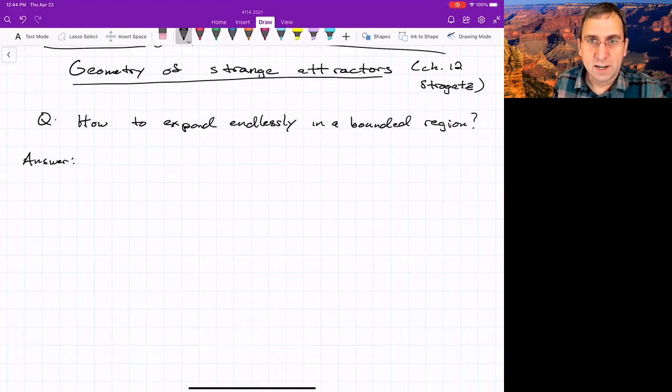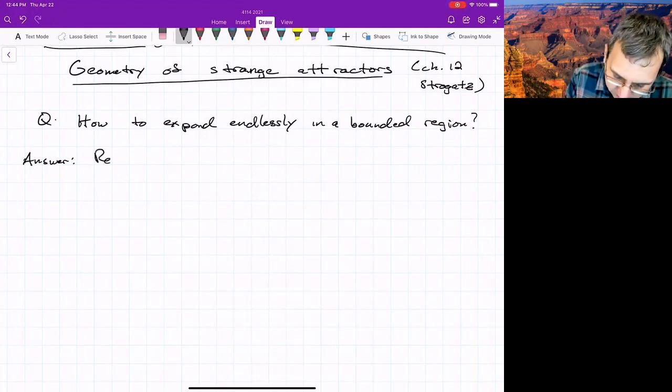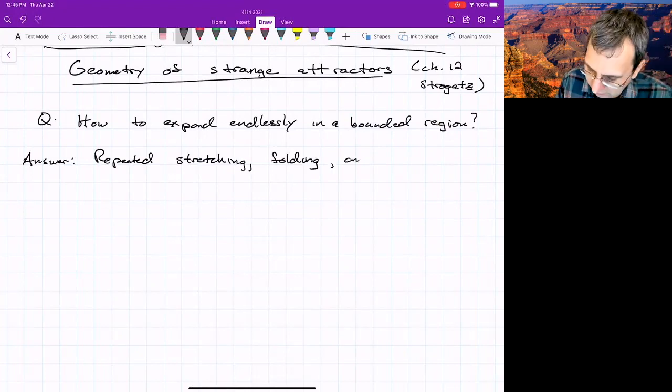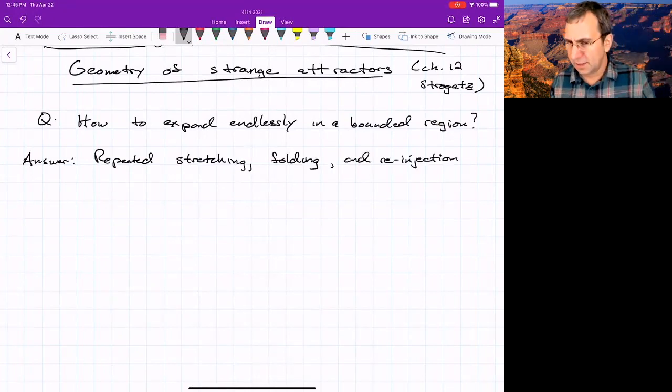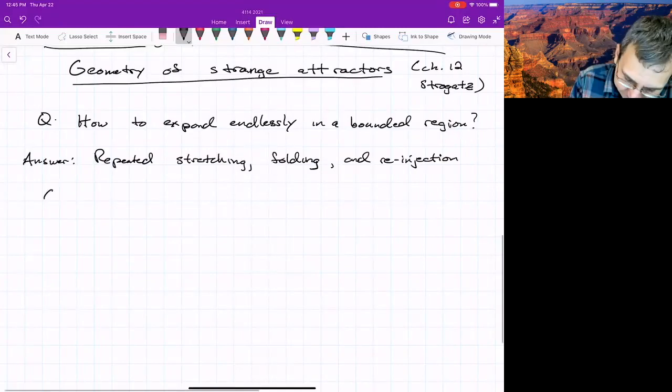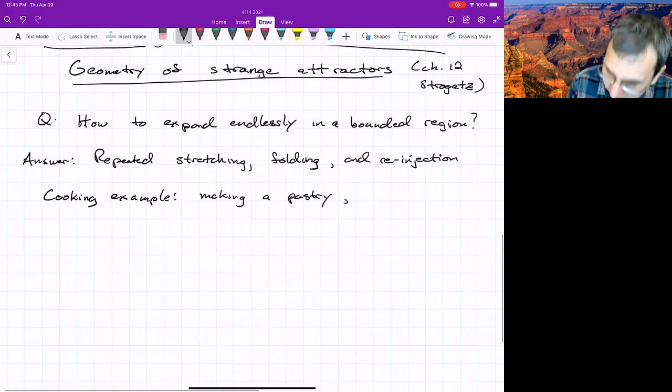So one of the main mechanisms, and it's been seen in all kinds of systems, is you get repeated stretching, folding, and reinjection. And it's not that in the differential equation, these phases are all distinct. It's just our conceptual way of trying to understand overall what is happening. So it's probably useful to do a cooking example, like making a croissant. And I just happen to have dough, Play-Doh. So think of it in terms of cooking, making a pastry or a croissant.